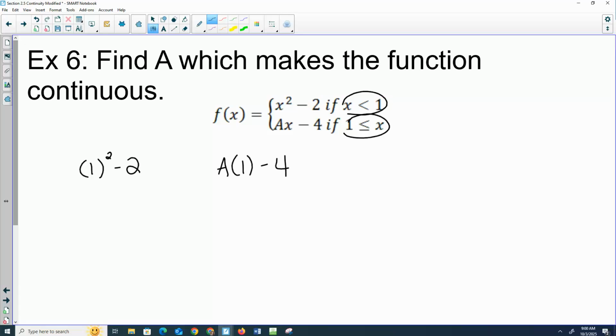They have to match up and be the same. I get -1 equals a minus 4. If I add over my 4, a has to be 3 in order for this to be continuous. So continuous on a piecewise means your pieces need to line up. So we had to look at what x value they changed pieces at, plug that in, and set them equal.